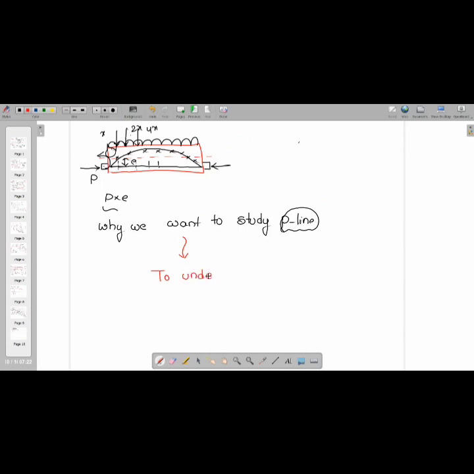to understand the load carrying mechanism. We have done this. So why do we want to use P line is to understand the load carrying mechanism.